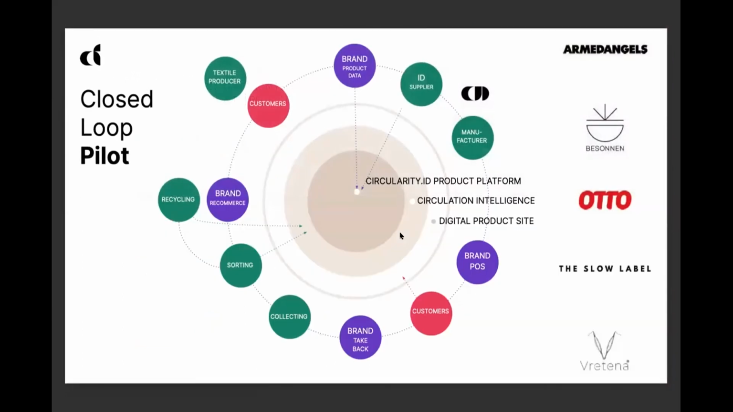And one last example that I've brought here from a nice pilot that we've done is the closed loop pilot that we do in collaboration with Verwertung, which is a sorting organization, the umbrella one for the charitable sorters. And then in collaboration with lots of different brands. So we have Angels on board, Otto, and also a few more smaller brands. And we pilot essentially all the different steps of such a circle.